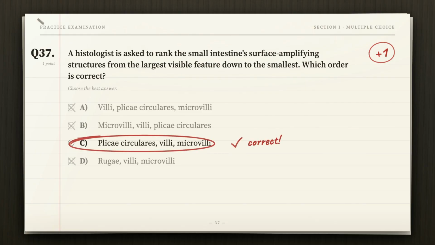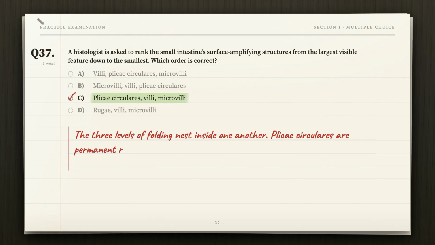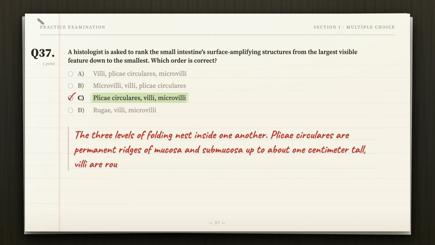The correct answer is C. Plicae circulares, villi, microvilli. C is correct because the three levels of folding nest inside one another. Plicae circulares are permanent ridges of mucosa and submucosa up to about 1 centimeter tall. Villi are roughly 1 millimeter mucosal projections carpeting those ridges. And microvilli are microscopic extensions of each enterocyte's plasma membrane, forming the brush border.